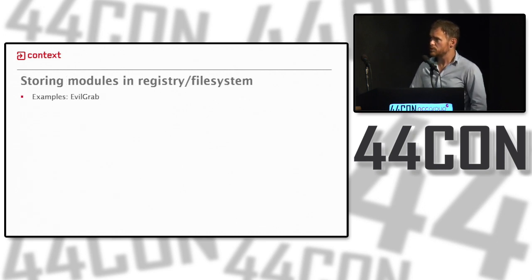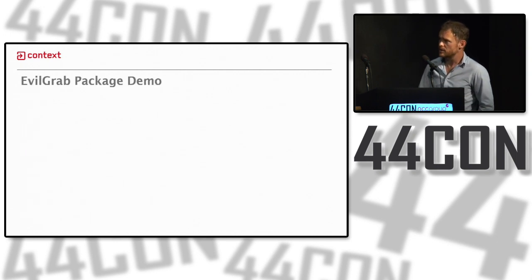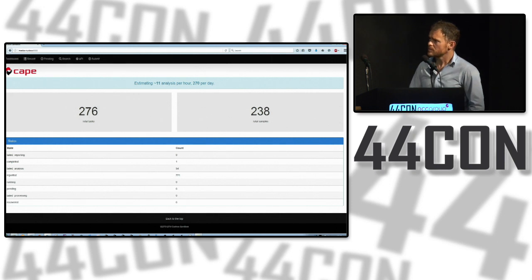Going to the example of storing modules in the registry or file system, an example of malware that does this is EvilGrab, a Chinese APT malware. It chooses to encrypt and store its modules in the registry, so it calls RegSetValueEx and it stores the encrypted module in there, but that provides us with the API hooks on that call an opportunity to dump the module once we've decrypted it, but that's a relatively trivial bit of decryption. So I've got a quick video here just to show you the EvilGrab in action. I haven't bothered to go through the whole process of submitting it this time.